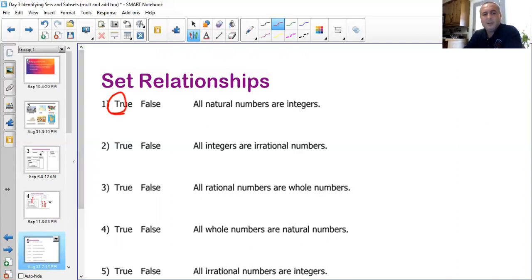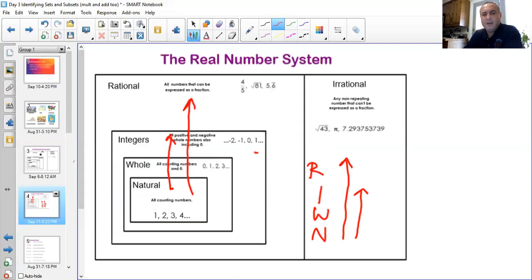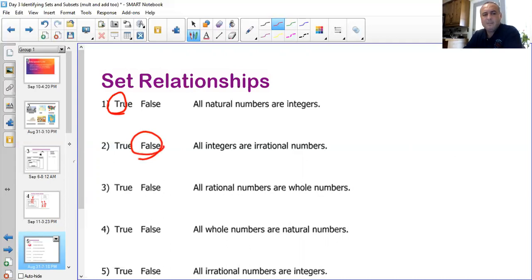All integers are irrational numbers. I've got integers here and irrational numbers over here. Well, we can't do this because we have this wall right here, right? And it's on its own island. So you can't just hop onto the island. That doesn't work. Irrational numbers don't play nice with the other numbers. So this one's definitely going to be false.